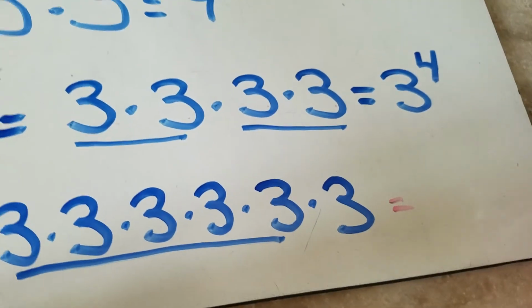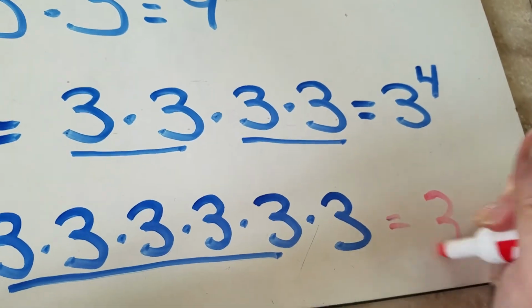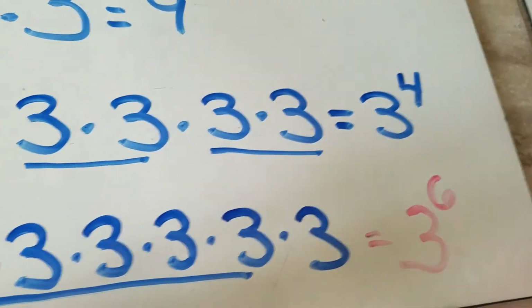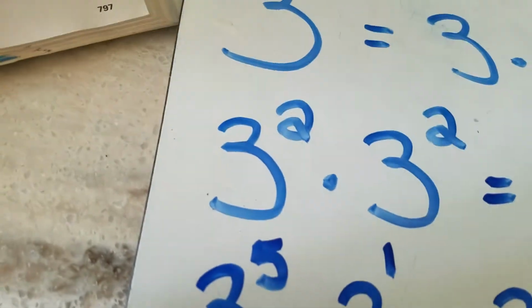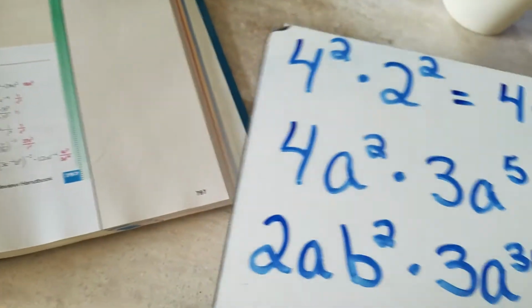But if it's in exponent form, they want you to keep it. So in this scenario, it would be 3 to the sixth. You're just adding those exponents. Now, I'll give you a couple examples.